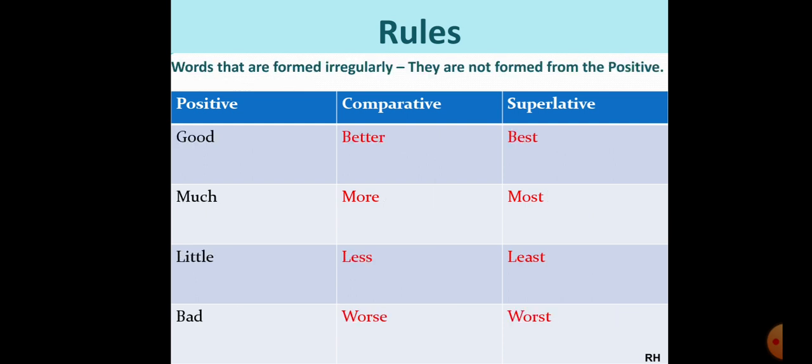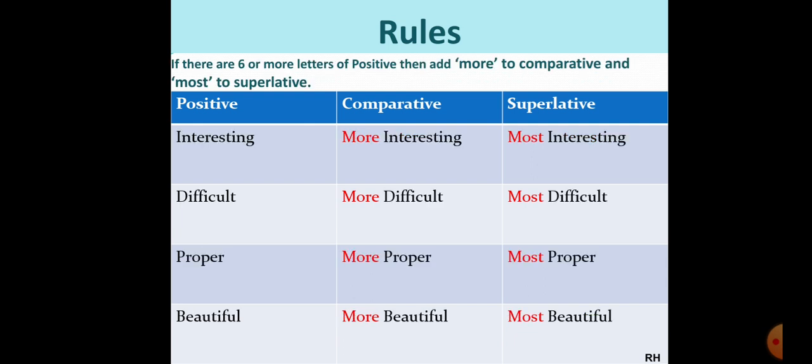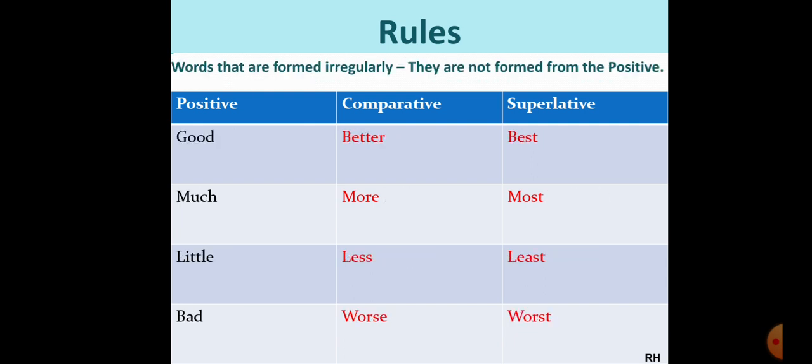Okay, students, now let's look at the last one. There are certain words which are irregularly formed, like there is no specific spelling rule to go by. So they are not formed using the word from the positive, like good doesn't become more good and most good, or gooder or goodest. No, that's not right. So this kind of words you have to remember, learn by heart.